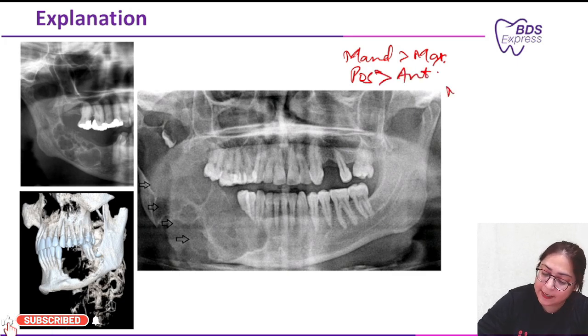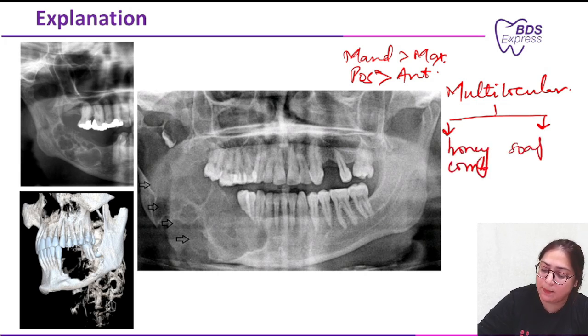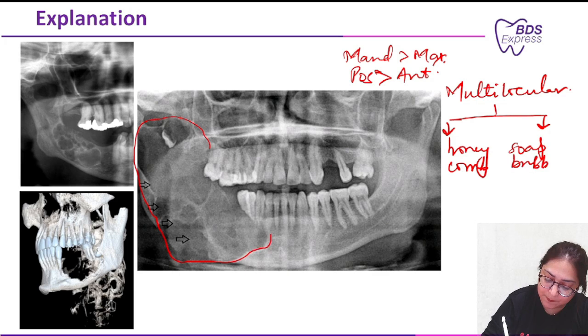Then the classic finding is multilocular appearance. Now this multilocular appearance can be in the form of honeycomb, or you can say soap bubble, right? So here you can see the extensive lesion. Then root resorption can be noted. This impacted tooth crown of third molar can be appreciated here. Here you can see beautiful soap bubble appearance.